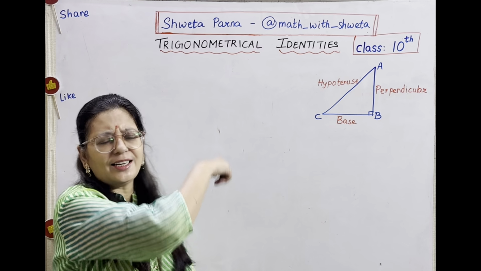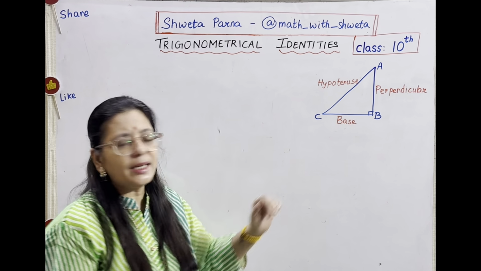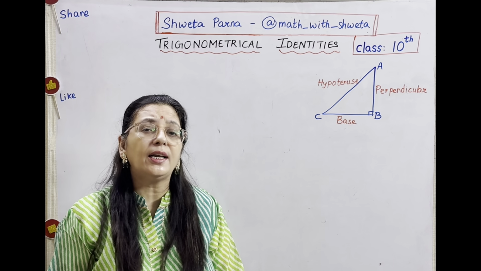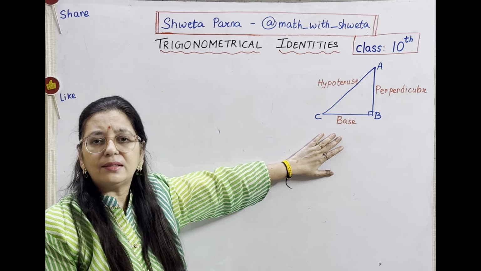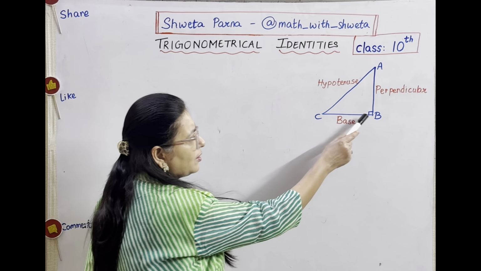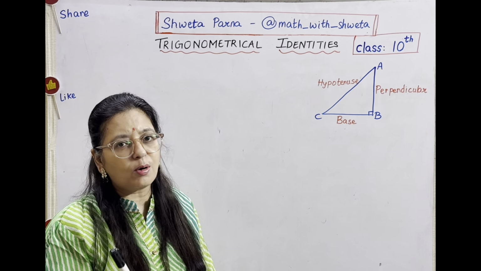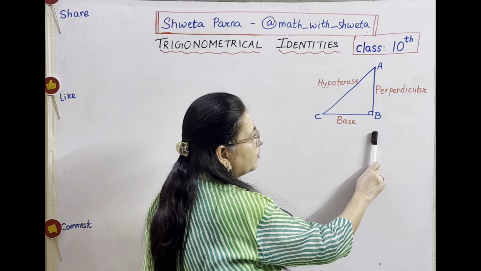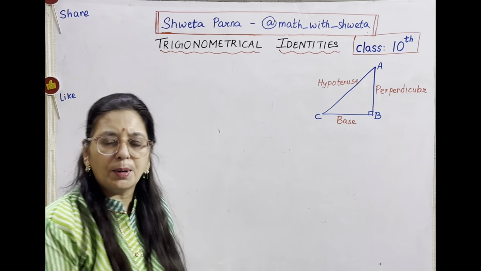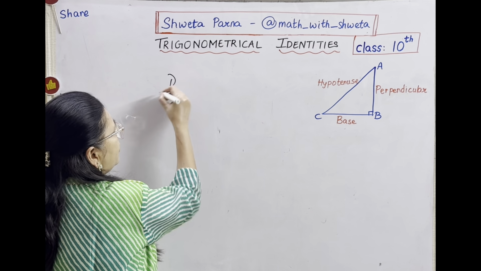So let's get started. Before we step to 10th grade, let's do the recap of whatever we have learned in 9th grade. For example, this is a right angle triangle where it is right angled at B. The side which is opposite to right angle is the longest side and it is called hypotenuse. This becomes your base and this becomes your perpendicular. Now, the different trigonometry ratios we have already done in 9th grade.